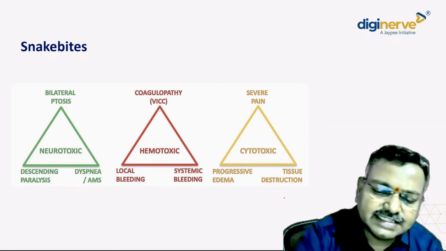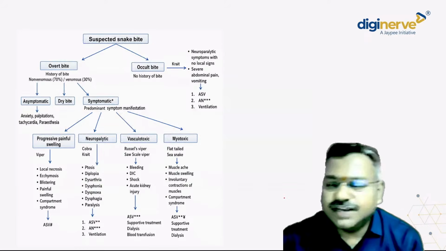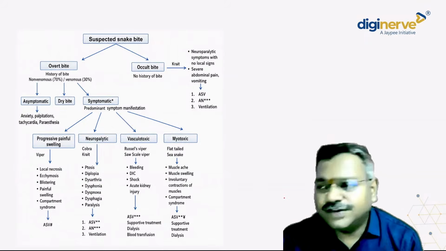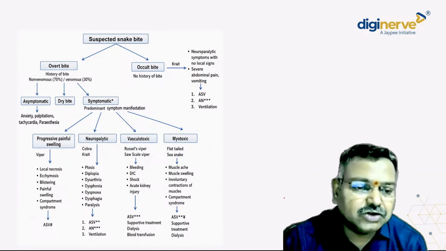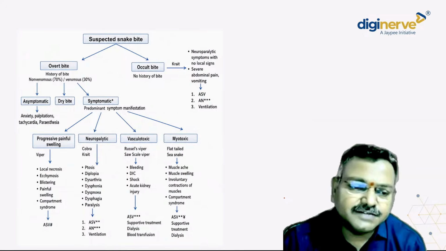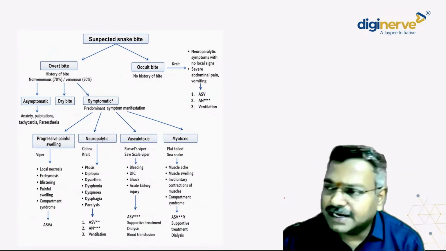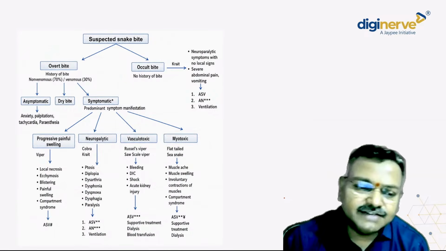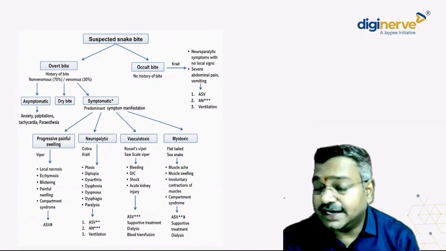So various snakes produce similar features. So whenever you have a snake bite, look for the symptoms, whether the local swelling is there or not. If you have a lot of local necrosis, could be myotoxic part of it. The patients can have those. So compartment syndrome requires antivenom therapy. Neuroparalytic, cobra and krait, very important.